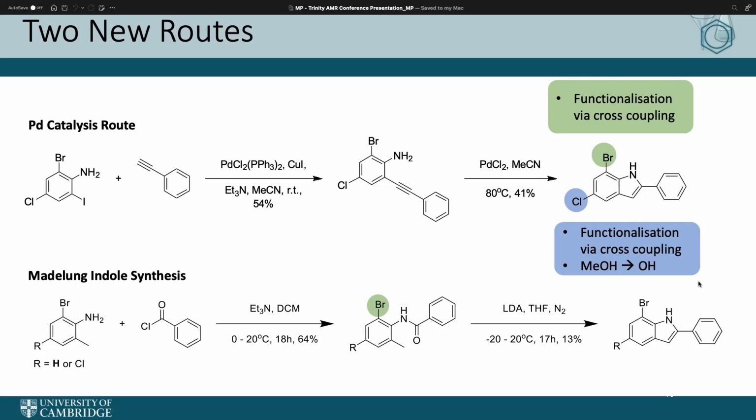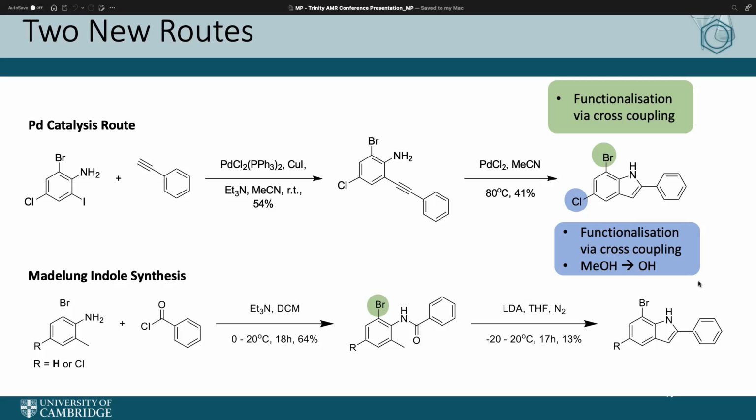But the one I'm really leaning to at the moment is using palladium catalysis. It starts with a Sonogashira cross-coupling and then a cyclization step to form that indole. You can see I've highlighted 2 points at the 7 and 5 position, because those are the points which I will then further modify to add substituents, either through cross-coupling reactions or transferring that chlorine into a methoxy or hydroxy group to basically better mimic our lead compound.